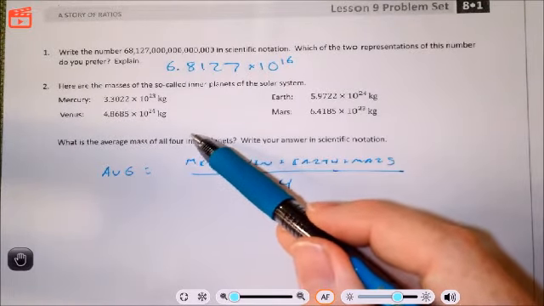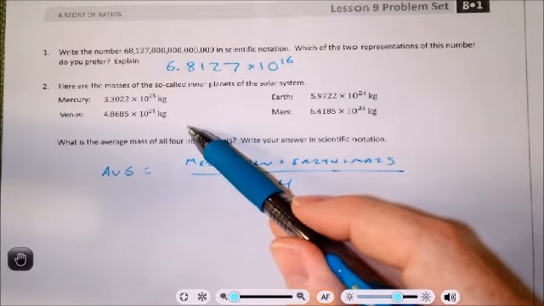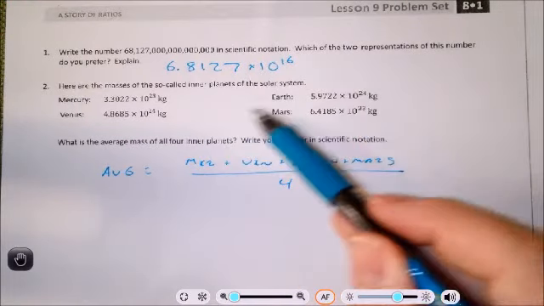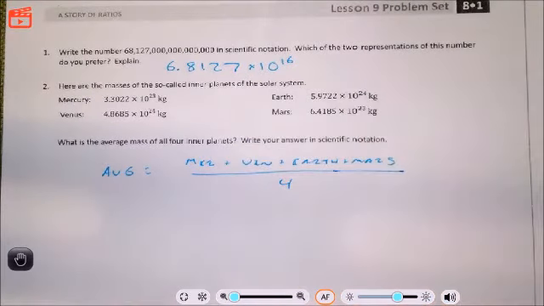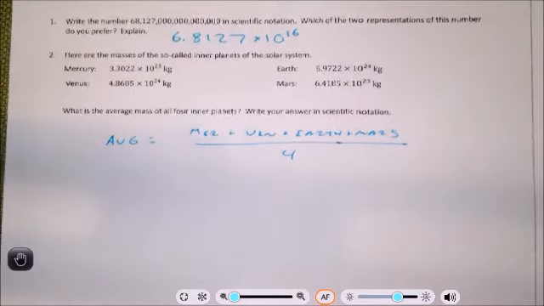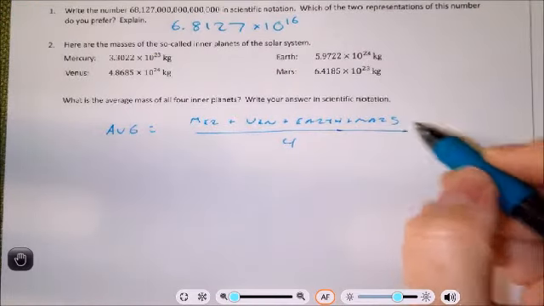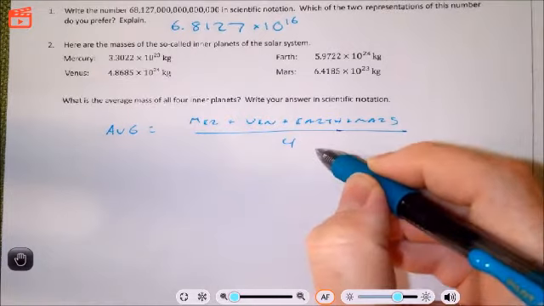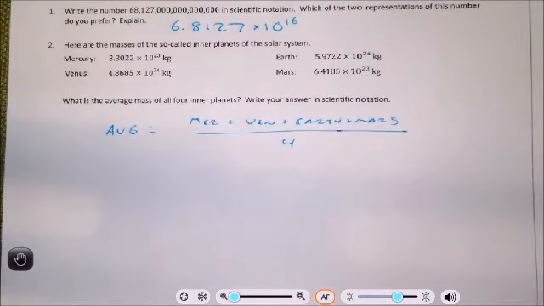Remember, exercise 7 part C showed you how to make the exponents match. Go back and check and do that again if you need help. You're going to add all 4 of these and divide by 4. Pause the video, come back, and I will give you the answer so that you can check your work.